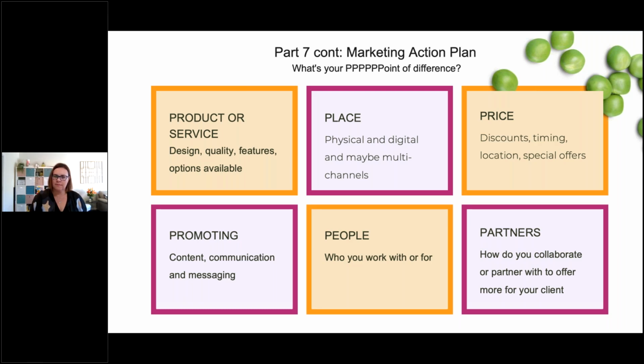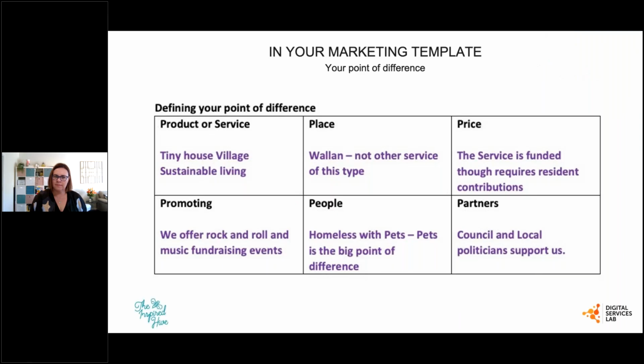So having a look at some examples here, this is again Transition Village Wallen. They have a point of difference in every one of our 6 Ps, and you may only have one point of difference, and that's fine. You don't have to scurry to find 6 different points of difference. We just need to get one and then be able to highlight that and communicate that back to our audiences.